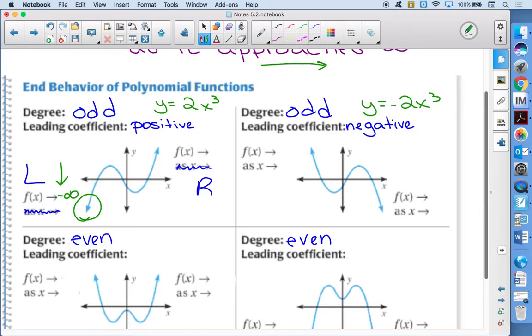That means the right side does the opposite, because when it's odd, it splits. One side does one thing, the other side does the other thing. So on the right side, the end of the graph goes to positive infinity, where we would say that it goes up to that value. So when it's odd and positive, the left side goes down, the right side goes up.